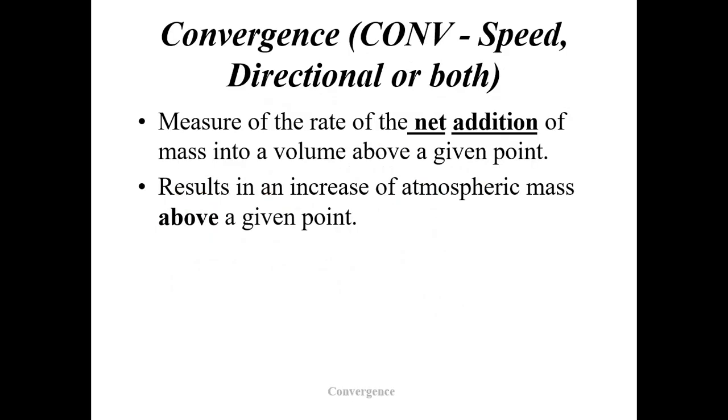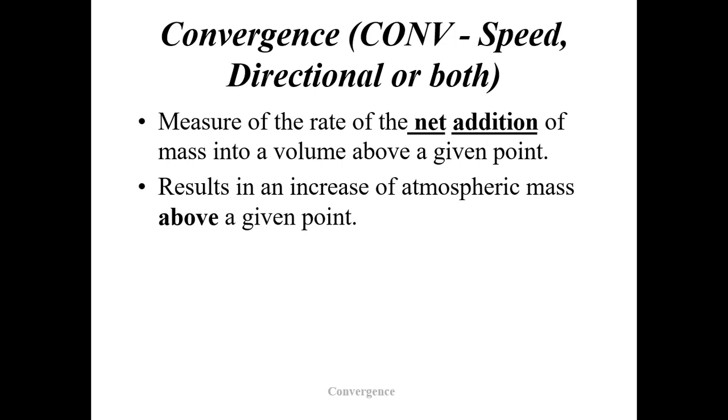With convergence, on the other hand, this is when two air currents come together. When air currents come together, we have what's known as convergence. It's a measure of the rate of the net addition or gain of mass into a volume above a given point. And with convergence, this is going to result in an increase of atmospheric mass above a given point.